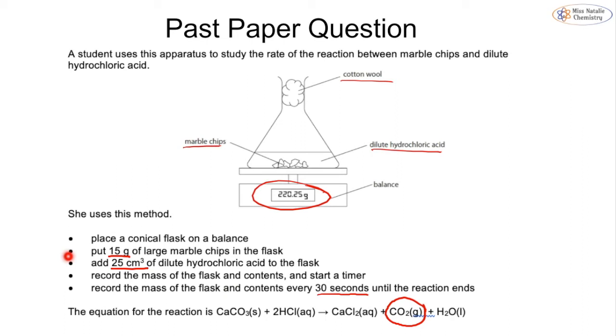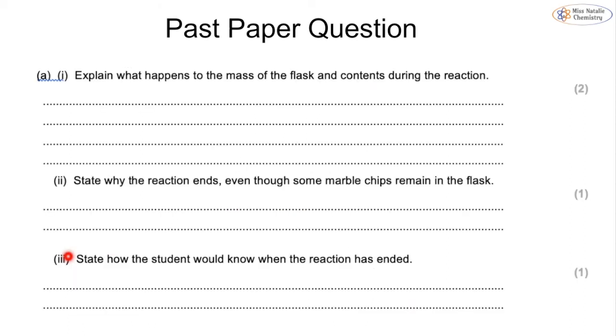So let's look at the question, and we can always come back to the diagram to see if we need any relevant information. So we want to explain what happens to the mass of the flask and its contents as the reaction happens. So there are 2 marks available for this. The first mark is simply to say what happens to the mass. So the mass is going to decrease.